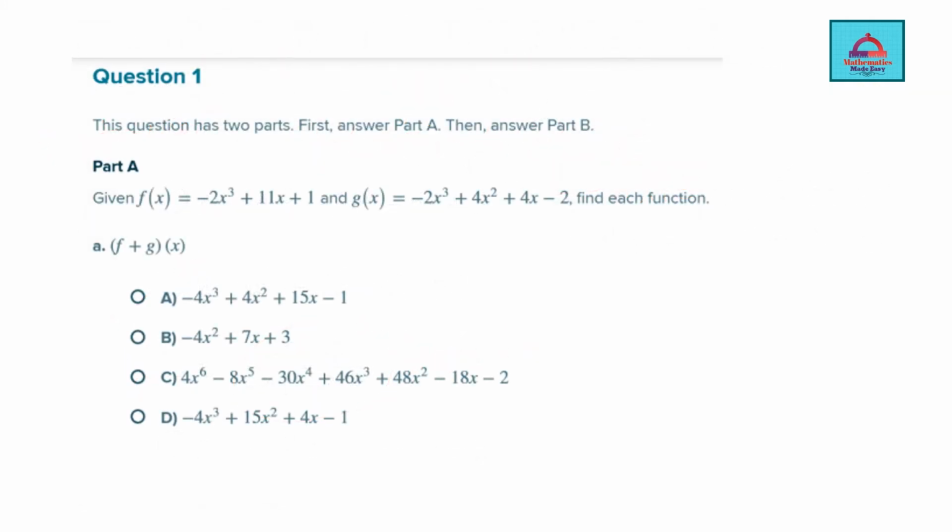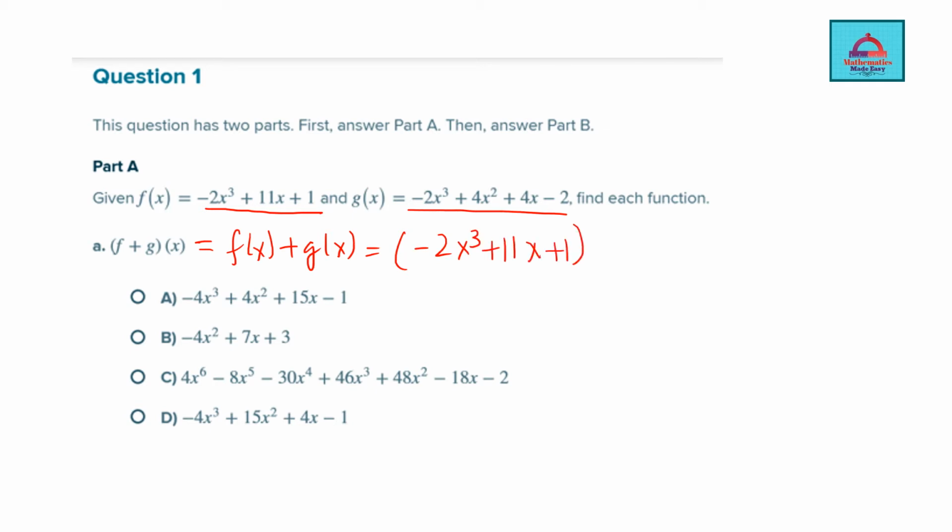Let's give you a little more practice. So we'll solve one more question. First part, you have to add the two functions. So let's add. This is f(x), this is g(x). And now you will see there will be some like terms also. So we are going to combine them together.